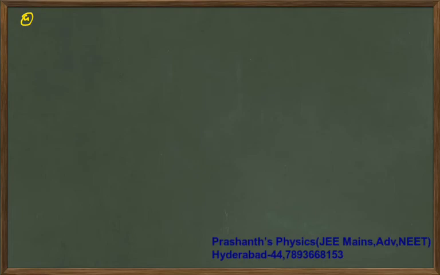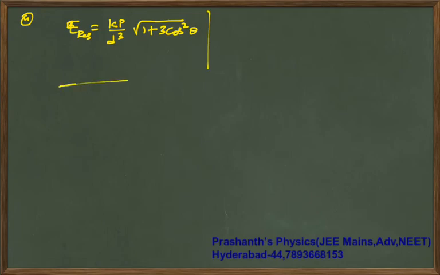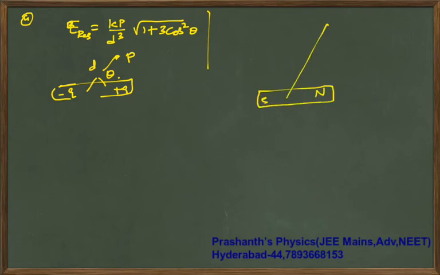Next, at some general point, your resultant E is kp by d cube into under root 1 plus 3 cos square theta. Similar to that, here you are taking a short dipole, minus q and plus q, and some general point at distance d with angle theta. Exactly similar for a bar magnet with south pole and north pole this way, the distance is d and the angle is theta. Your B resultant is mu naught by 4 pi into m by d cube under root 1 plus 3 cos square theta. So this is what you are going to get for a bar magnet at some general point.